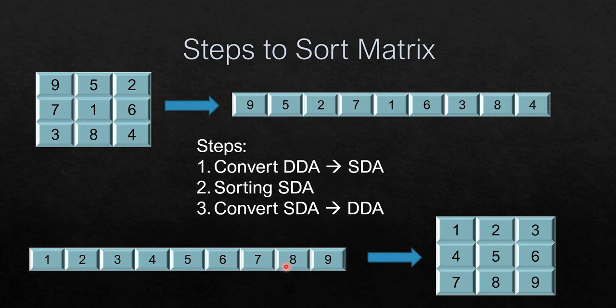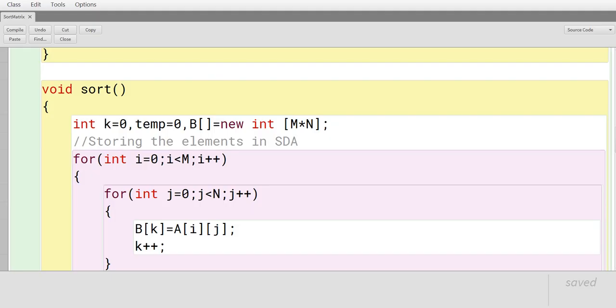You can see it is in order now. Sort the single dimensional array using any standard technique you want. After sorting it, you store it back, converting the single dimensional array into a double dimensional array. So these 3 things you are going to do while sorting the matrix. You are going to see that in BlueJ.